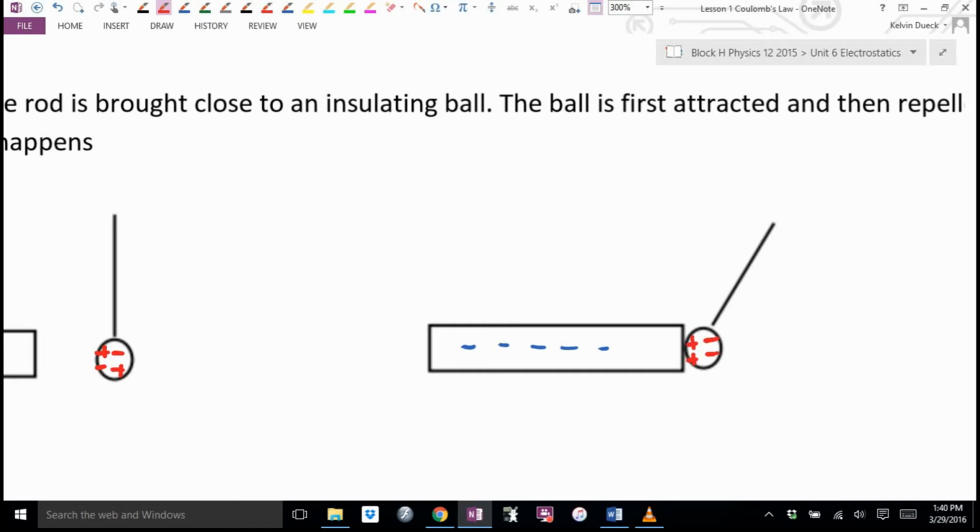You okay with that, Kiowa? But as soon as that happens, then a couple of these negatives are going to jump across.